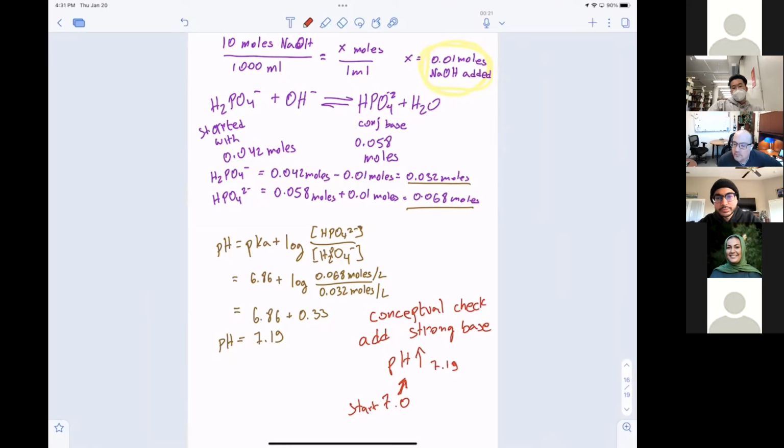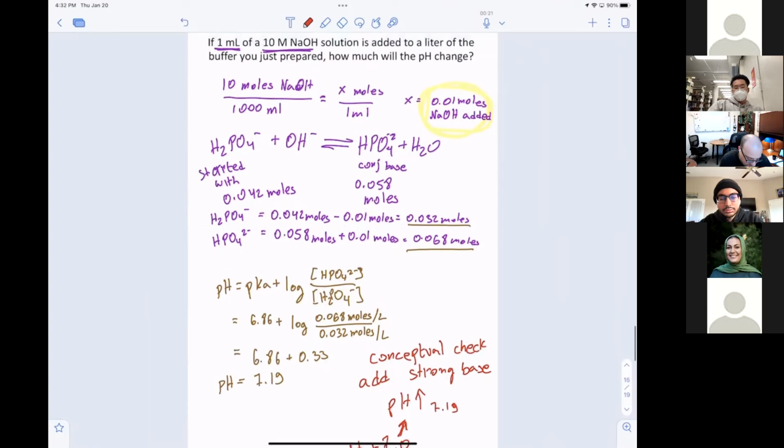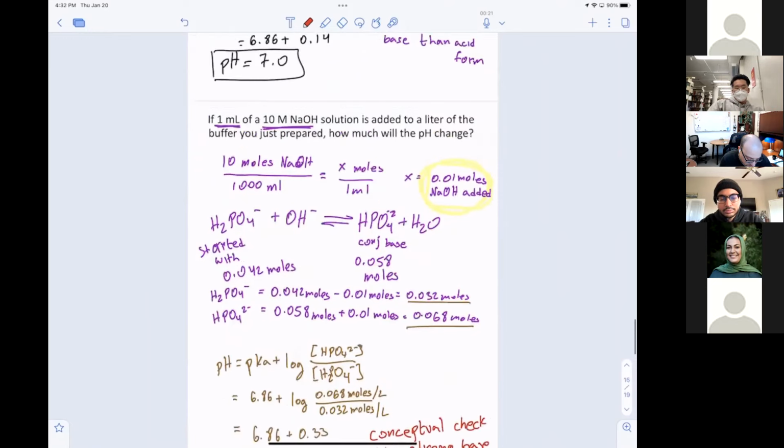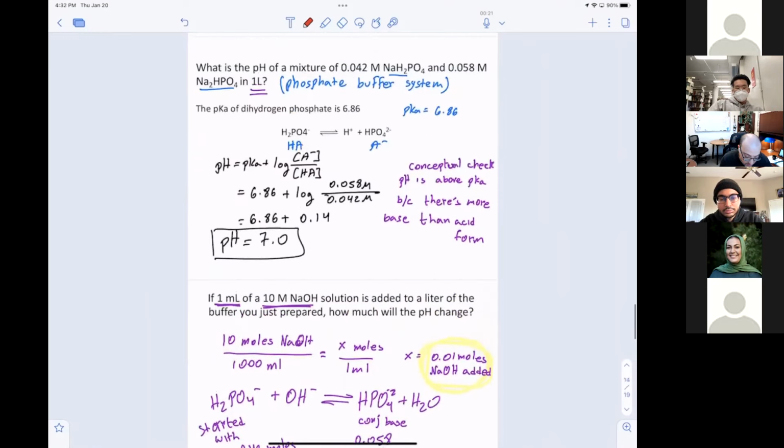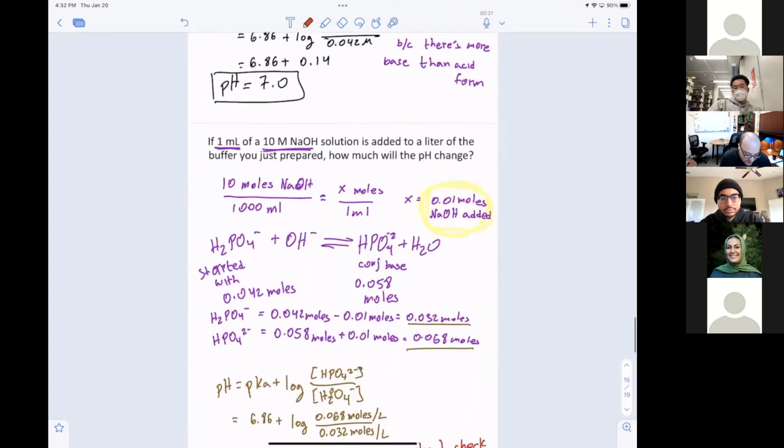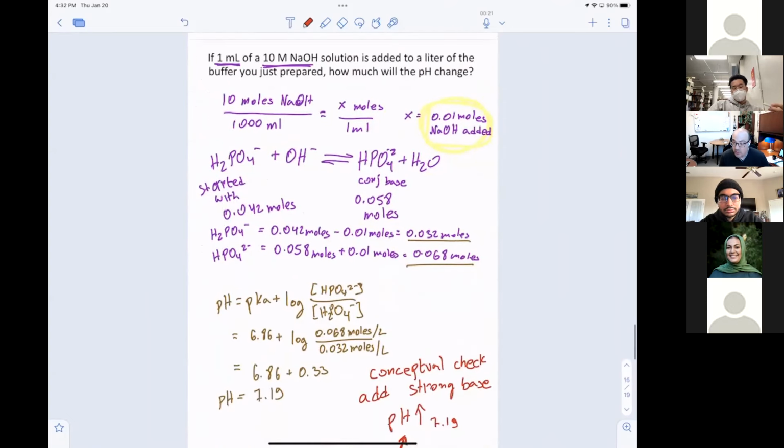Not a disagreement, but I just have a question. So I understand how we did the calculations for the new initial and the new final. My question is for the phosphate buffer system question. How come we didn't have to do that calculation? Was it because no strong base or acid was added? Correct. Okay. Now, what's the disagreement that you guys could have here?